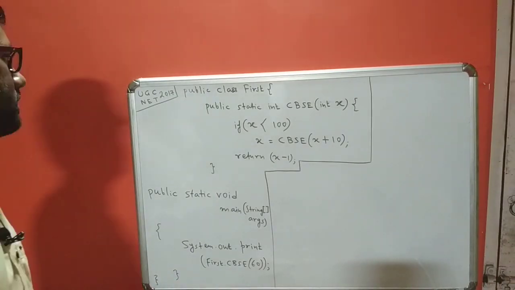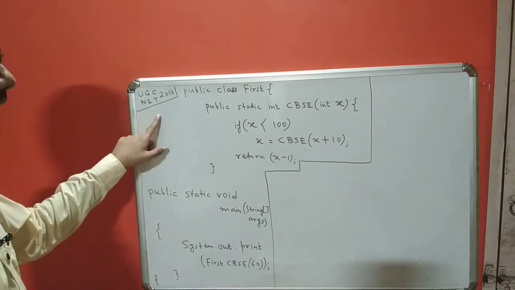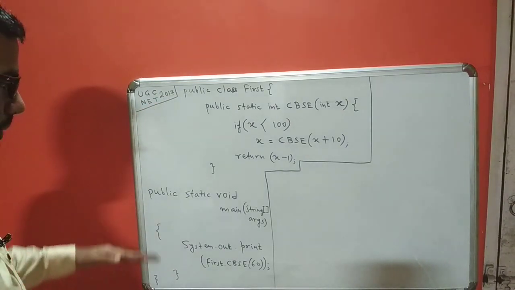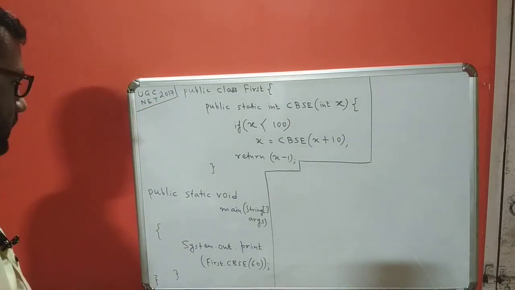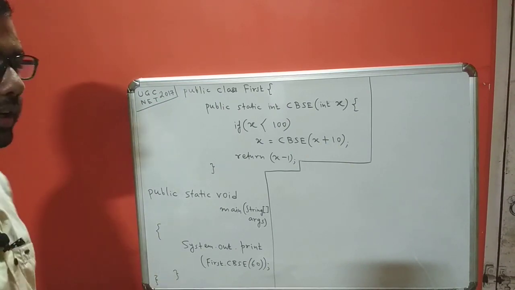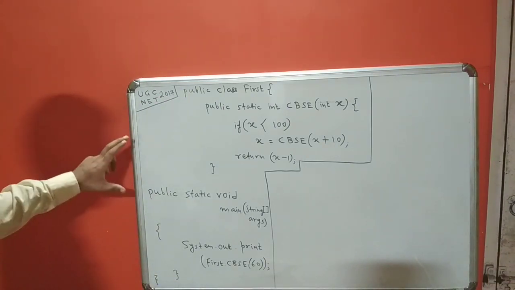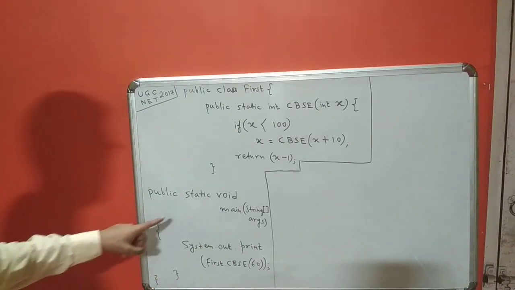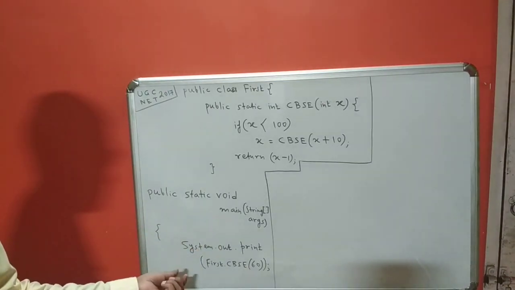So let's solve this question. This has once again been asked in UGC NET 2017. We have been given a set of Java programming statements and we are asked to find the output. So remember, whenever you're asked to find the output of a code snippet like this, you should always start from the main method. Why? Because main is the starting point of execution.